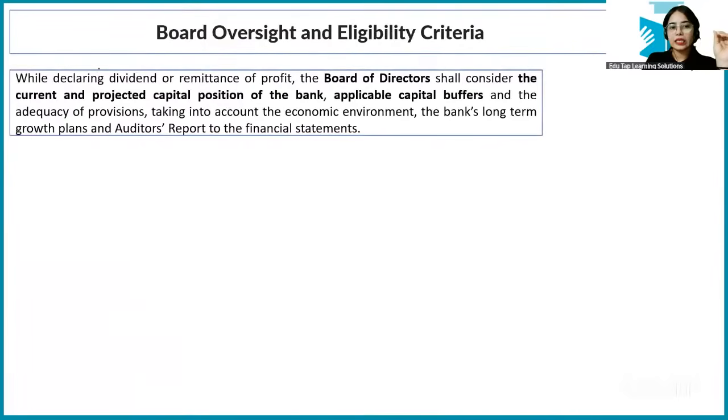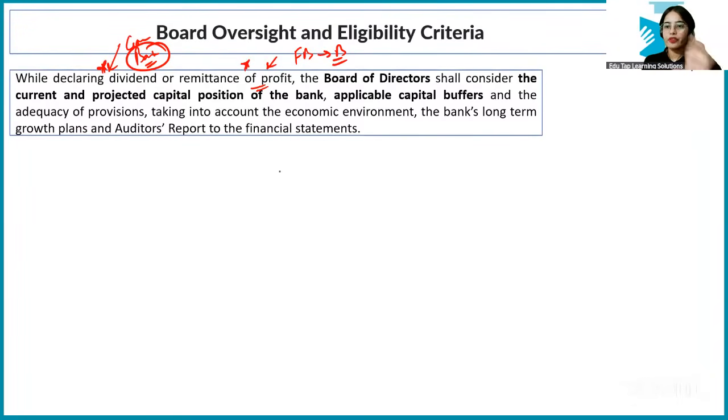Now, while declaring the dividend or remittance of profit: dividend can be declared by a commercial bank. Remittance of profit is declared by the foreign banks that have branches in India. They are sending their money back to their own country. So remittance of profit means they are sending the profit to their own country.